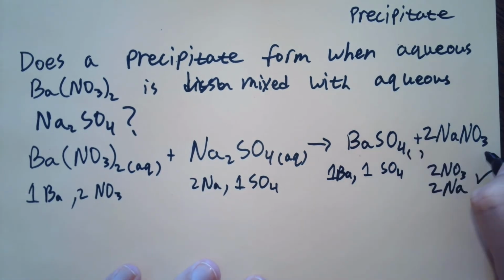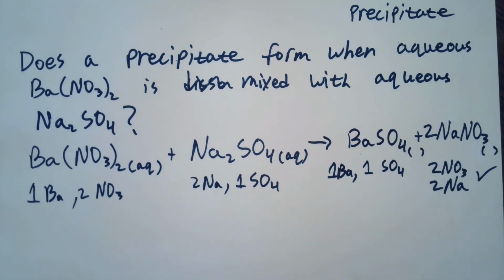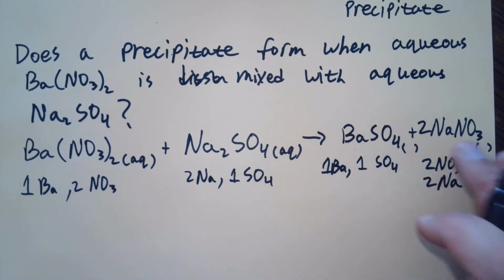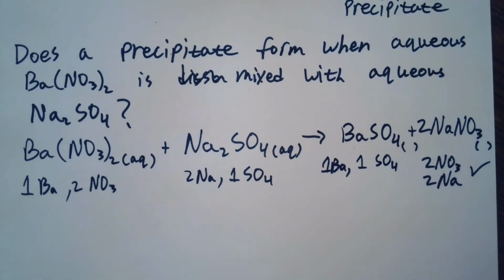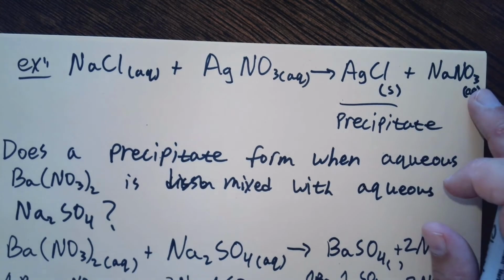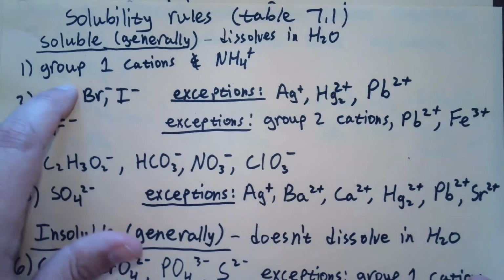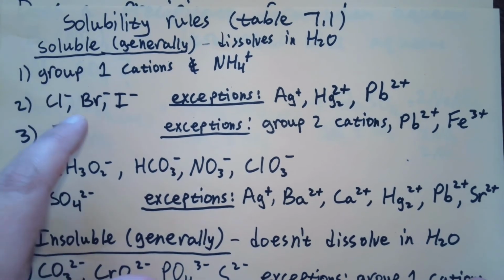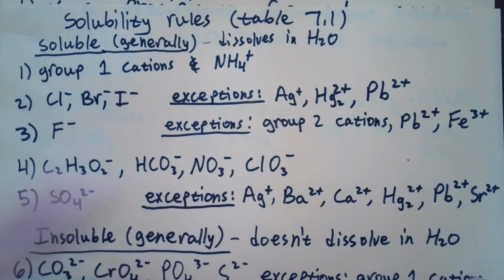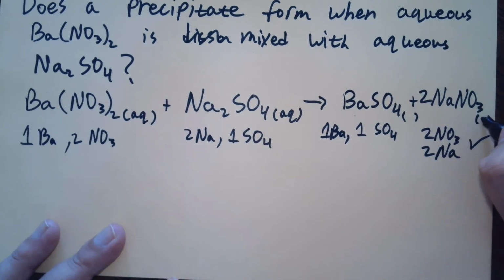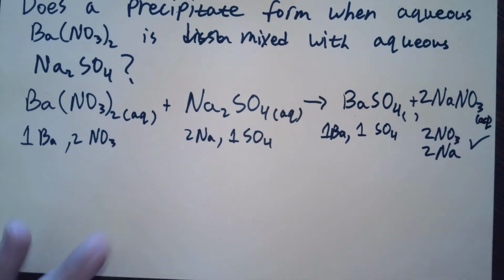Alright. What are the phases going to be? So are we going to get a precipitate here? Are one of these going to be solid? Well, let's look at NaNO3. Spoiler alert, by the way, we've talked about this already. Group 1 cation and nitrate, so soluble, which means aqueous.